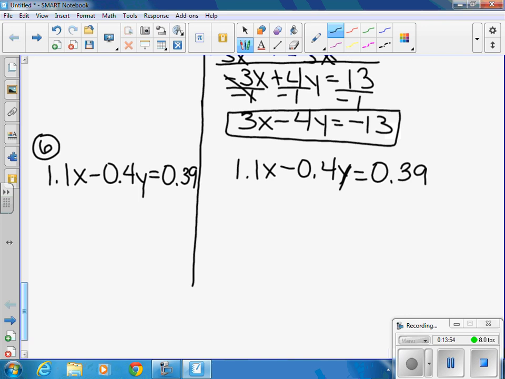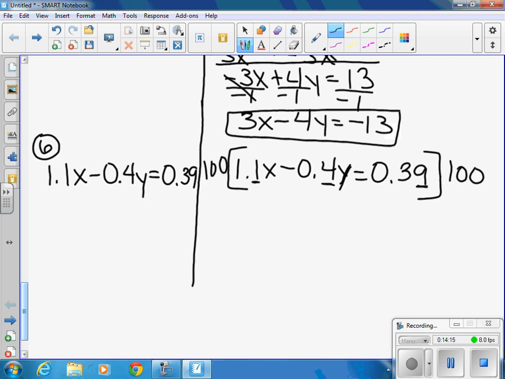Find your place value. The 1 right here is in the 10th place. The 4 is in the 10th place. The 9 is in the 100th place. You always want to take the largest number of your place value. So 100th is my largest place value number. So in order to make all my decimals go away, I want to multiply the entire problem by 100.